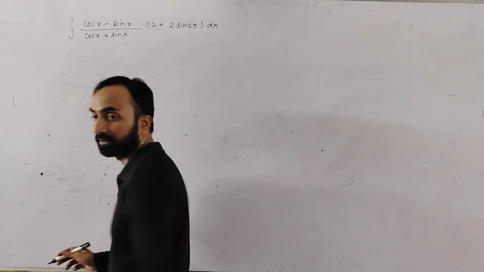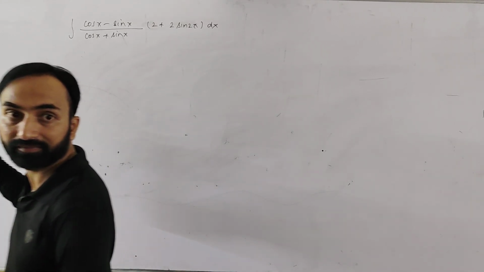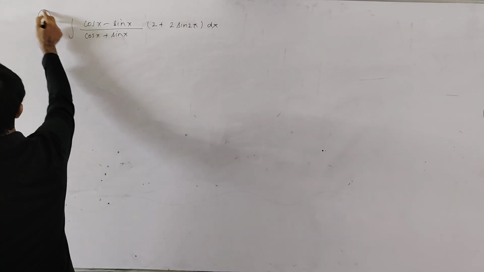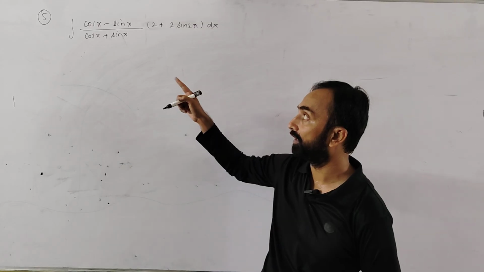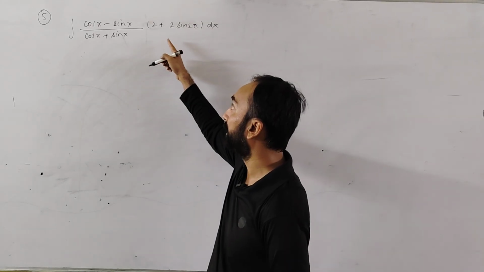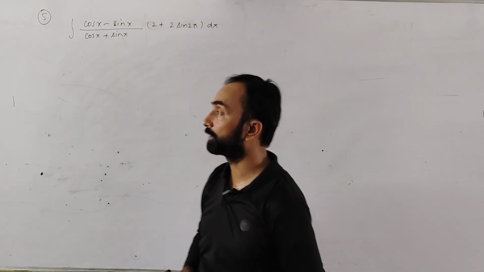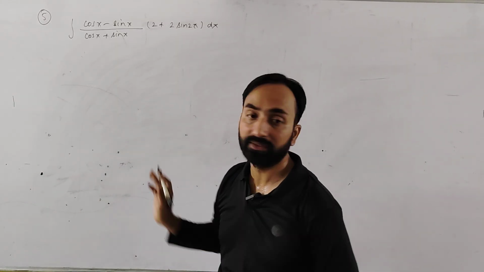Okay, so the next question we have is the integral of, and basically I think this is question number 5. Correct? I think this is question number 5. Right, so the question we have is cos x minus sin x multiplied by 2 plus 2 sin 2x dx, divided by cos x plus sin x. Right, so we have to do this.